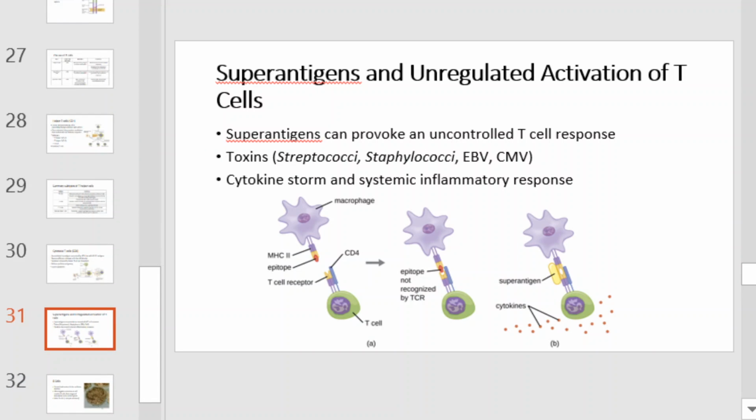Superantigens and unregulated activation of T cells. Superantigens can provoke an uncontrolled T cell response. Toxins from streptococci and staphylococci are examples of things that can lead to an uncontrolled T cell response. Cytokine storm and systemic inflammatory responses can occur.